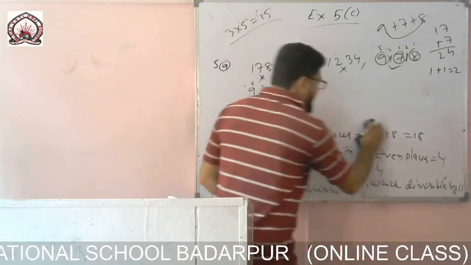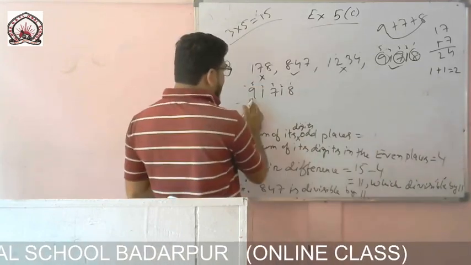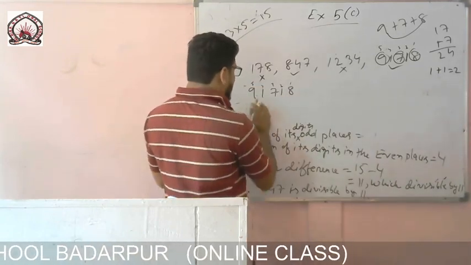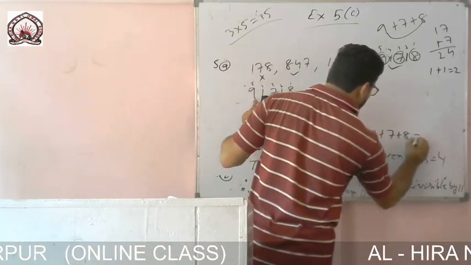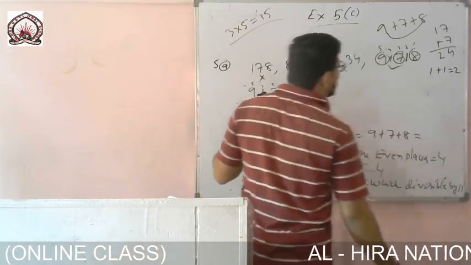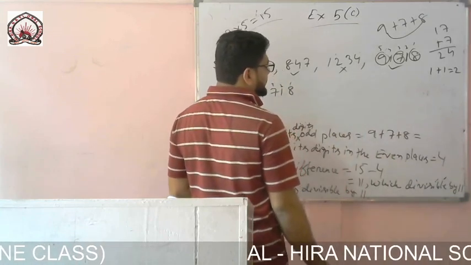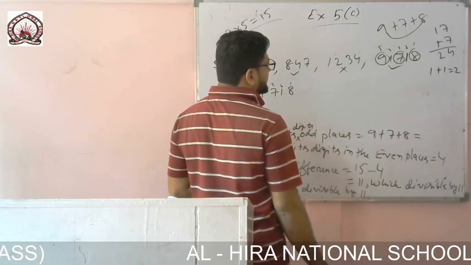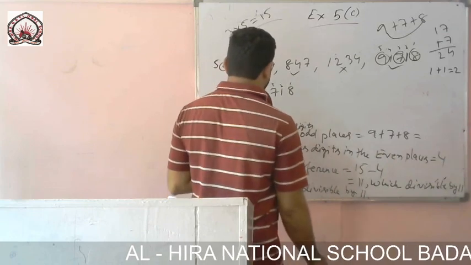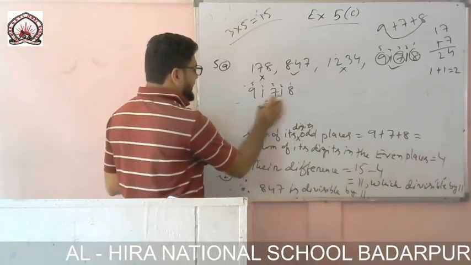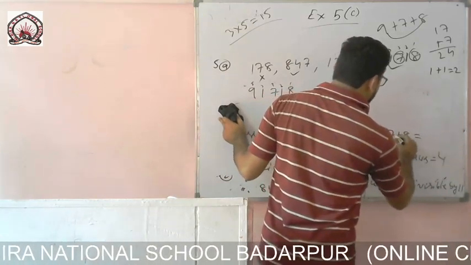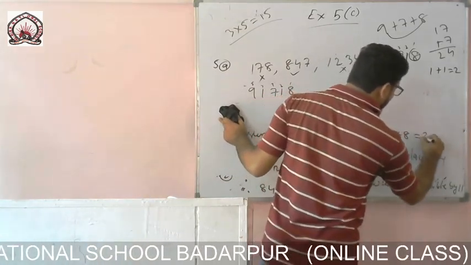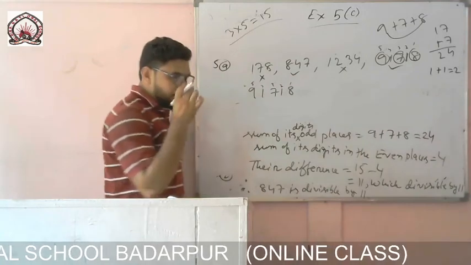Sorry, 9, 7 and 8. 9 plus 7 plus 8. 9 plus 7 is 17, and 17 plus 8 is 24. Okay, 24.